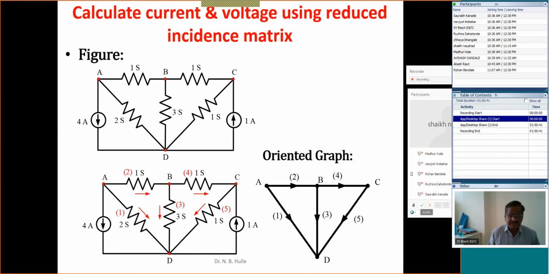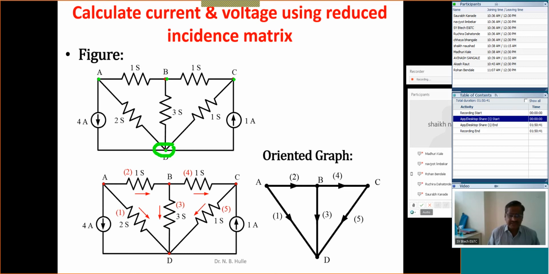First thing we have to do is mark the nodes. This is node A, this is node B, this is node C, and this is node D. Out of these marked nodes, select one node as a reference node. I have taken this node as the reference node.